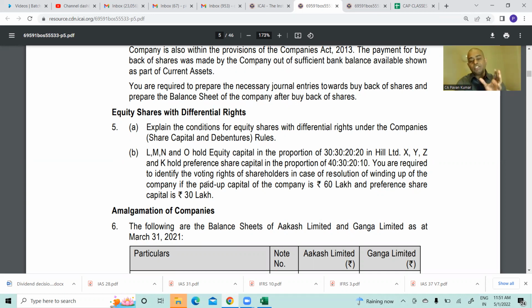Same problem. Copy paste. We have done it 3 times already. In the ICAI study material, one illustration is there, one example is there. Both of them we have done, same model. There cannot be any other question also. From equity shares with differential voting rights, if a question is coming, it should be this. So how to do that?